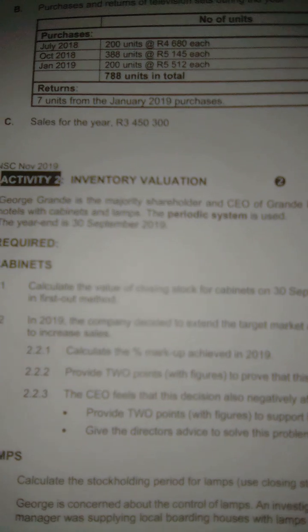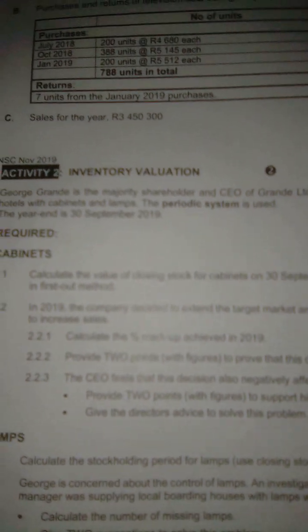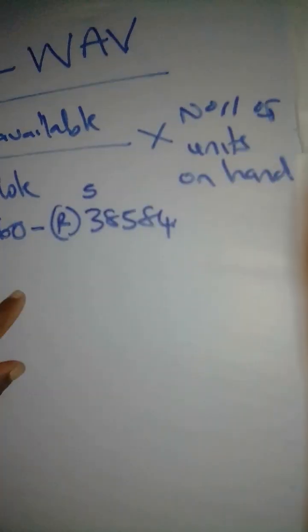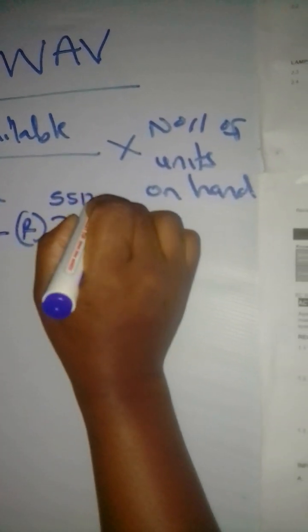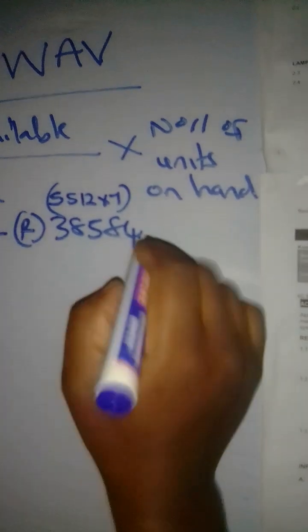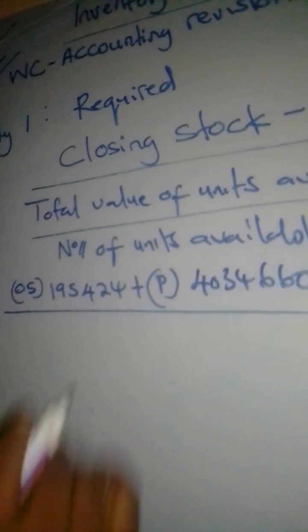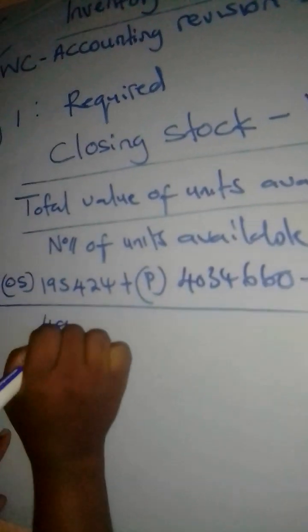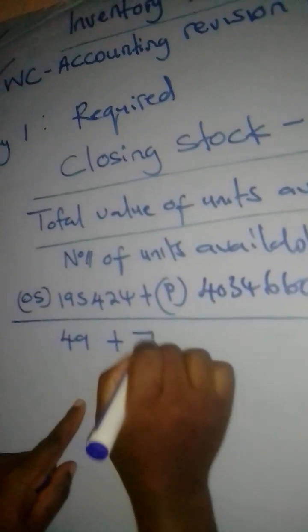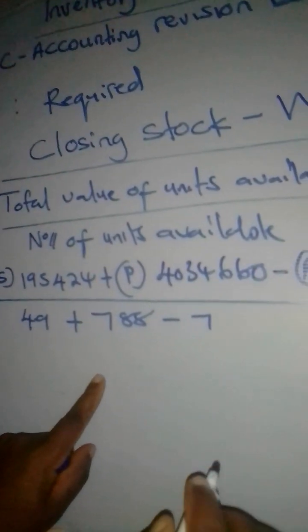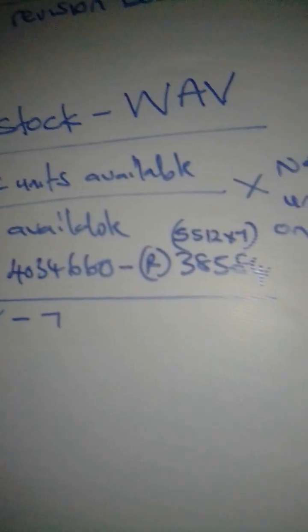Let me check with my calculator. We are going to get 38,584. How did I get this amount? I said 5,512 multiplied by 7. That is the amount for the returns. This will give us the total value of units available. Then we divide by the number of units, where the opening stock is 49, and then we add the purchases of 788 units, and then we minus the 7 units that were returned. Fine, let's simplify everything and find out exactly.